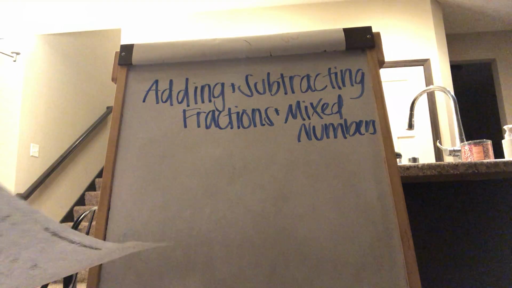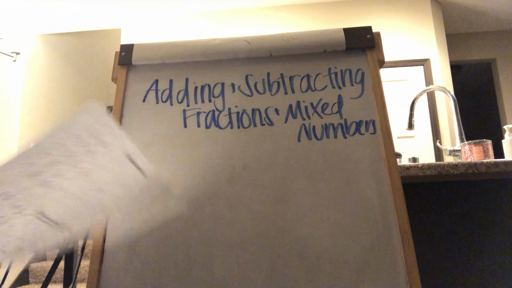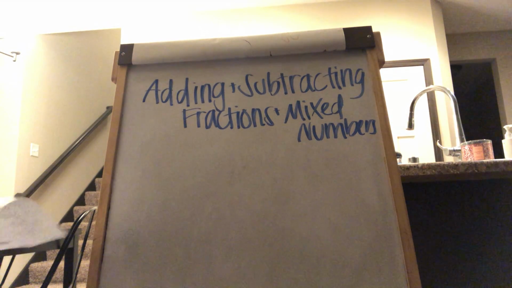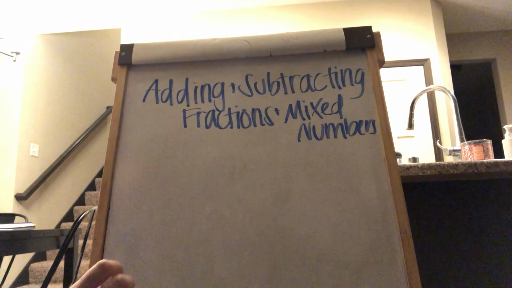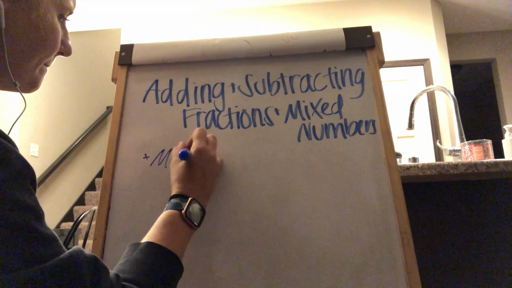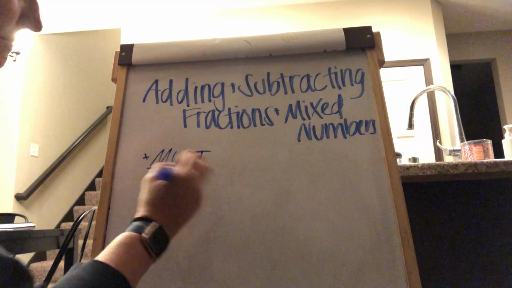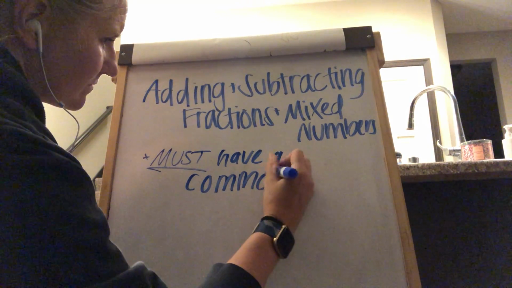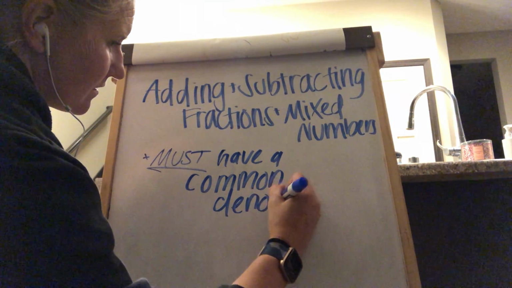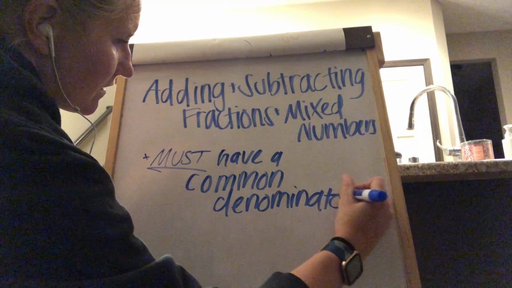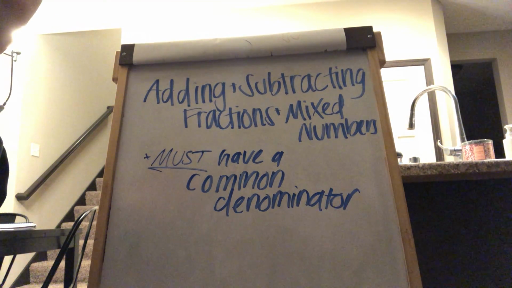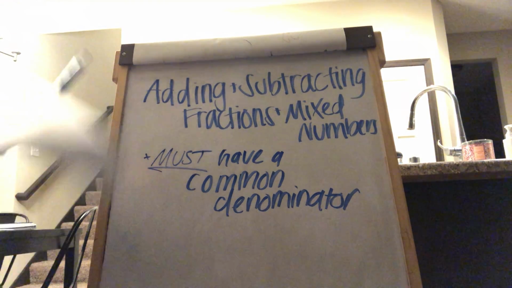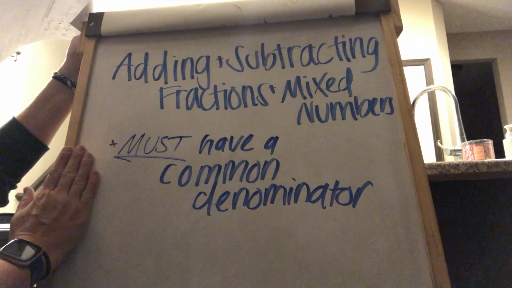All right, here we go. We're going to get started with our adding and subtracting fractions and mixed numbers. So our rule for both of these is the same. The biggest thing that you need to keep in mind when you're adding and subtracting your fractions is that you must have a common denominator. We've talked about this, that denominator is that bottom number. We need to make sure that we have that common denominator before we can do any of our adding or any of our subtracting.